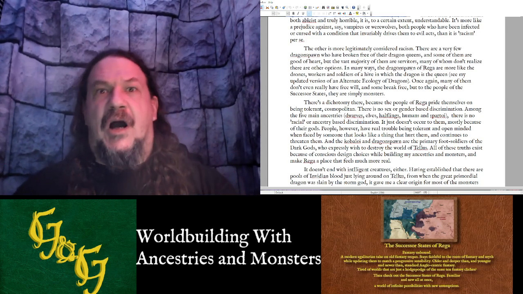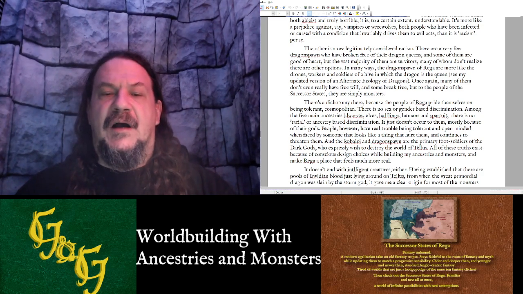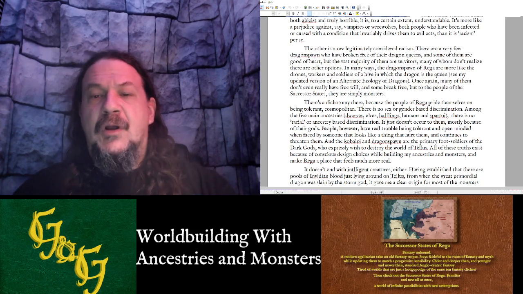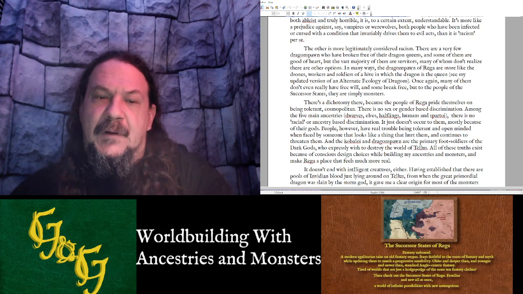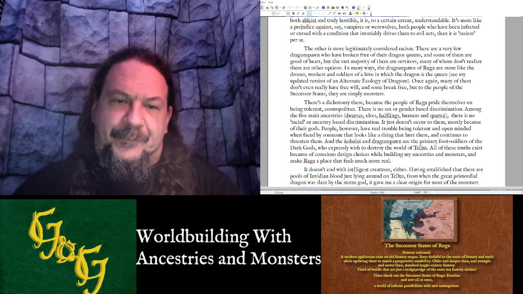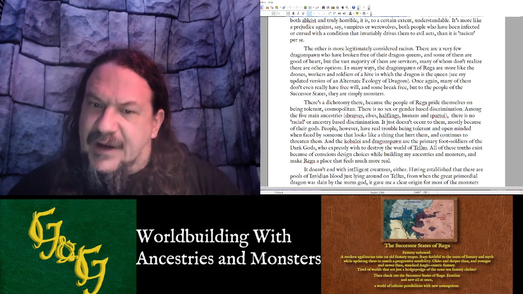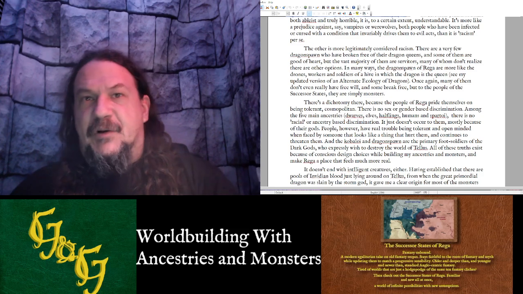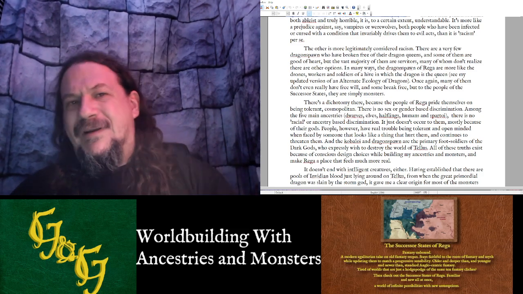mostly because of their gods and the open-minded teaching of their gods. However, people tend to have a real trouble being tolerant and open-minded when faced with someone that looks like a thing that hurt them and continues to threaten them. And the Koboloi and the Dragonspawn are the primary foot soldiers of the Dark Gods. The Dark Gods expressly wish to destroy the world of Telus, or Telluria, and everyone in it.